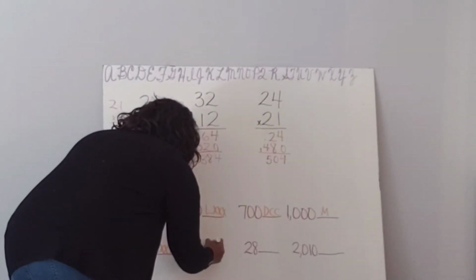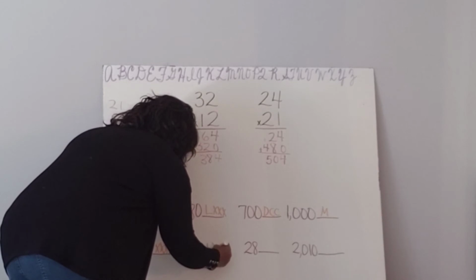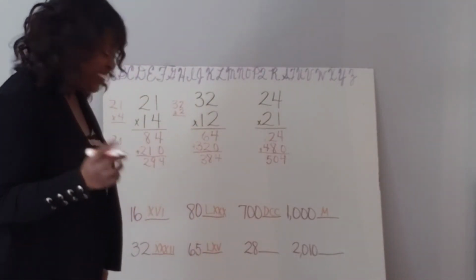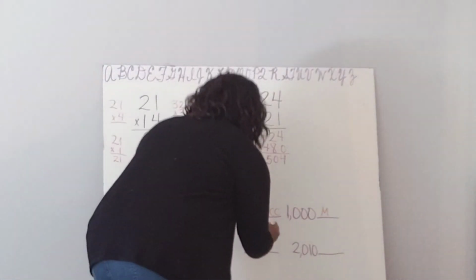Good. I think some of you got that. So it should be 50, X, 60, and then V. Did you get it? Good. What about 28? 28.